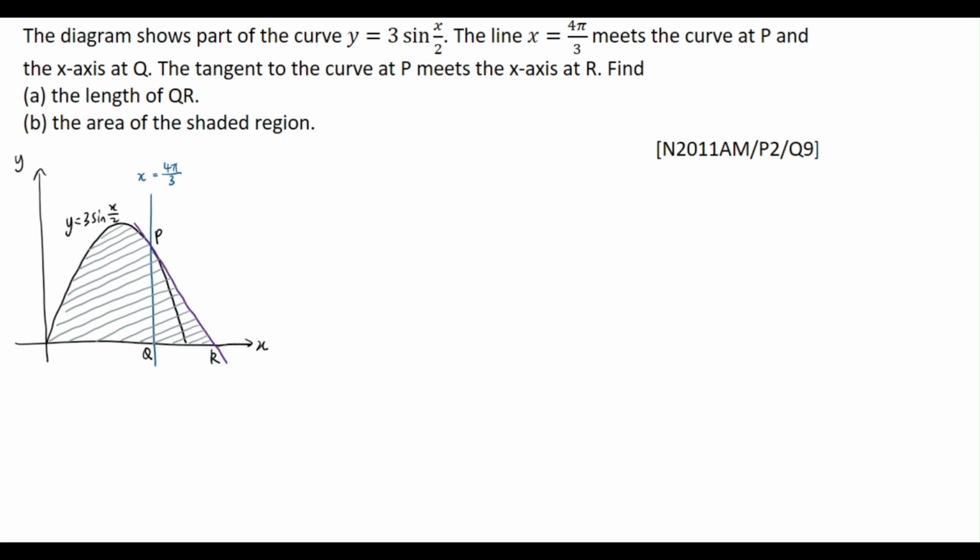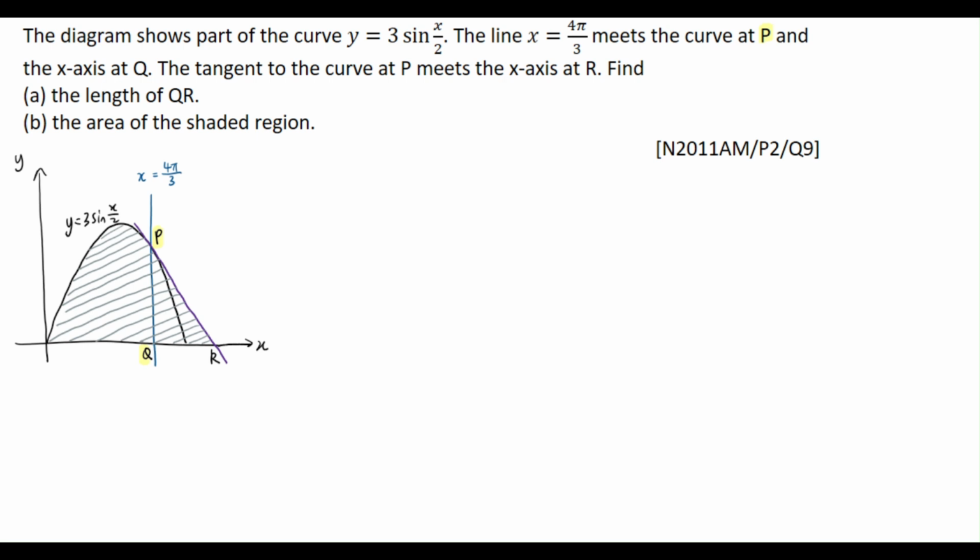Hello, ladies and gentlemen. This is a question from Pass Your O-Level 2011 A Math Paper 2, question 9. Now, the question shows a diagram with a curve y equals 3 sine x over 2, and there is a blue line x equals 4 pi over 3 that meets the curve at point P, which is right here, and the x-axis at point Q.